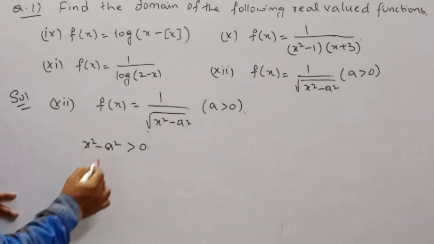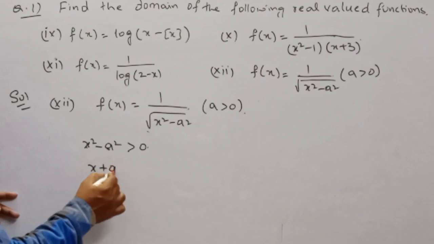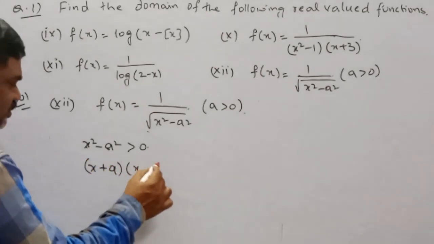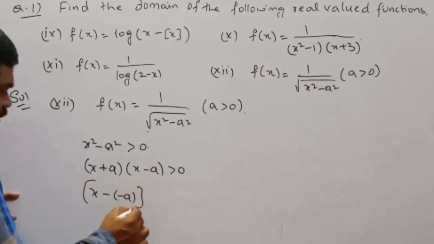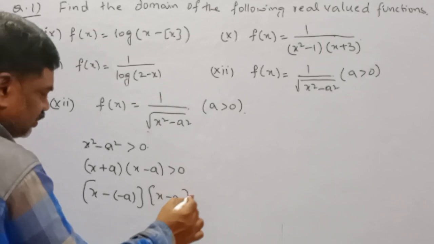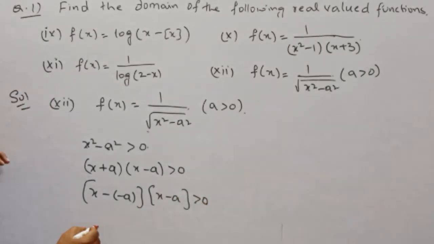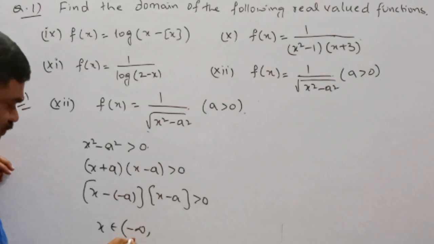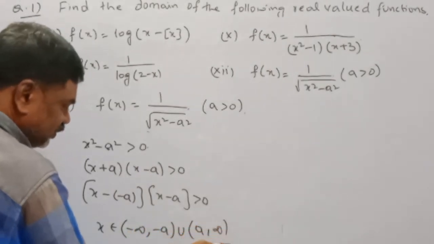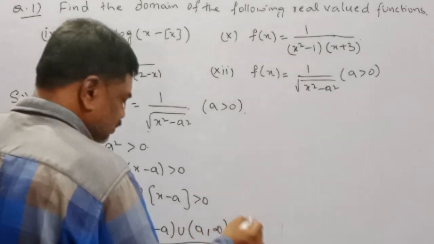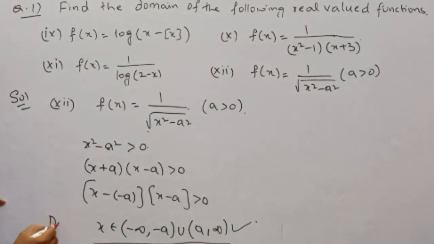This is in the form of a square minus b square. That is x plus a into x minus a greater than 0. So x belongs to minus infinity to minus a, open interval, union a to infinity. This is the domain of the function f of x. Okay, all of you, that's all.